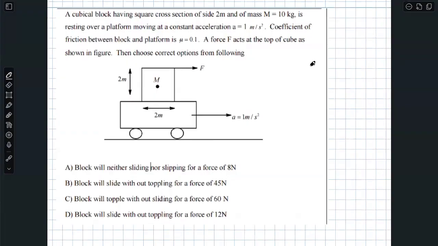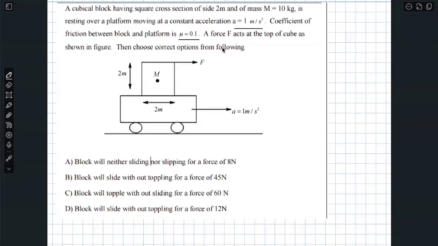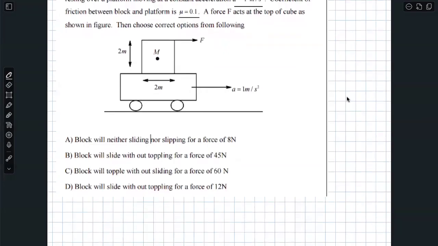A cubical block having a square cross section of side 2 meter and of mass m equal to 10 kg is resting over a platform moving with constant acceleration a equal to 1 meter per second squared. The coefficient of friction between the block and the platform is given, and a force F acts at the top of the cube as shown in the figure. First of all, leave this as a toppling based question. What is the condition that it won't slip? The block will neither slide nor topple for a force of 8 newtons.